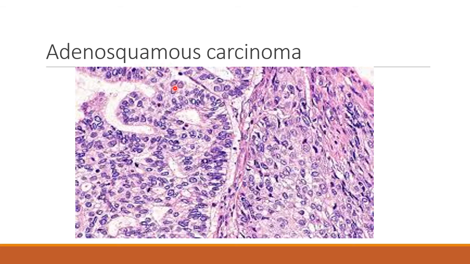So this is the morphological feature, histological feature of adenosquamous carcinoma, and that shows both the components. Here is the glandular part and here is the squamous part. So this is the malignant part of glandular epithelium, adeno component, and malignant component of the squamous epithelium.